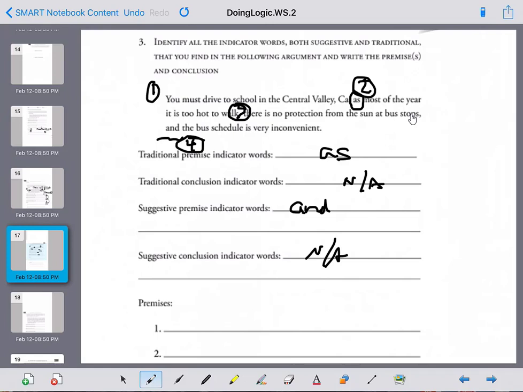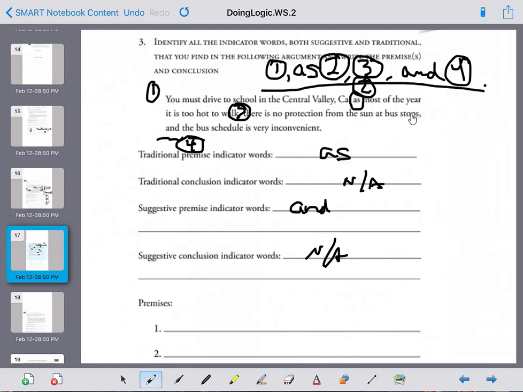This tells me absolutely that number 1 is the conclusion, because "as" is a premise indicator. So I'm saying 1 because of 2, 1 because of 3, 1 because of 4. And the "and" is just suggesting these are all premises. So under premises, I put the second, third, and fourth statements. My conclusion is statement number 1: you must drive to school. Notice I'm able to ascertain the pattern without even reading the passage, which is pretty cool.